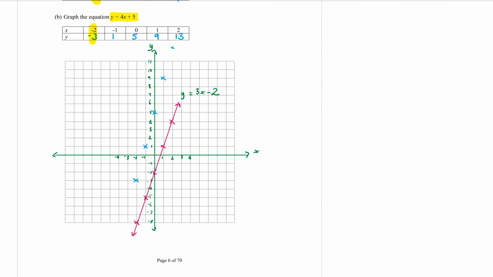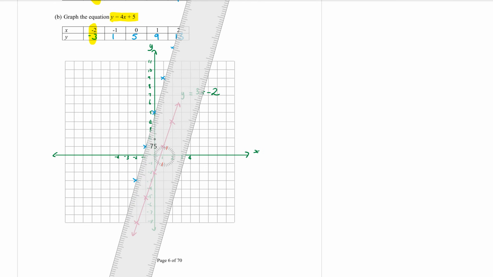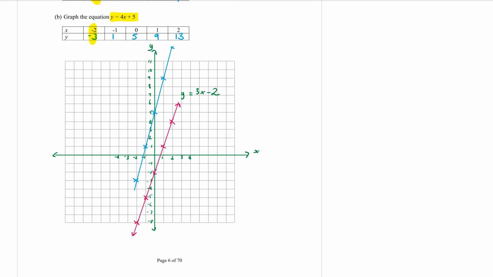You can either put a point there, or you could leave it off if you don't think you can get that one nice and accurate. We only really need a few points to get that line. So there it is. Nice and straight line going through. Remember to write the equation on there. So that one is y equals 4x plus 5.